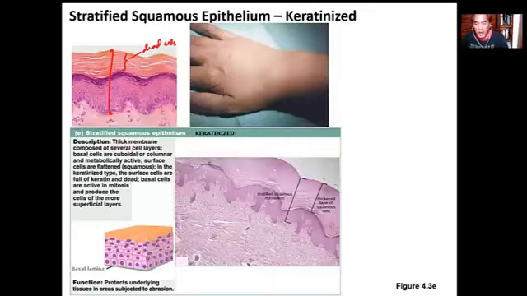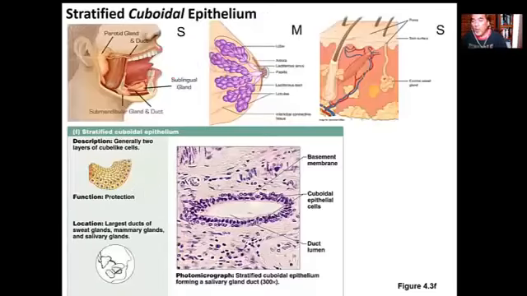So now I'm going to go to the next one, stratified cuboidal. Where do you see stratified cuboidal epithelium? Two layers of cuboidal cells that line a tube called a duct. It's easy to just say that this epithelium is seen in the duct of the sweat gland, the mammary gland, and the salivary gland. The duct, not the gland. The gland is made out of squamous epithelium. It secretes. But the duct, where the secretion of the gland goes, is lined by stratified cuboidal epithelium.